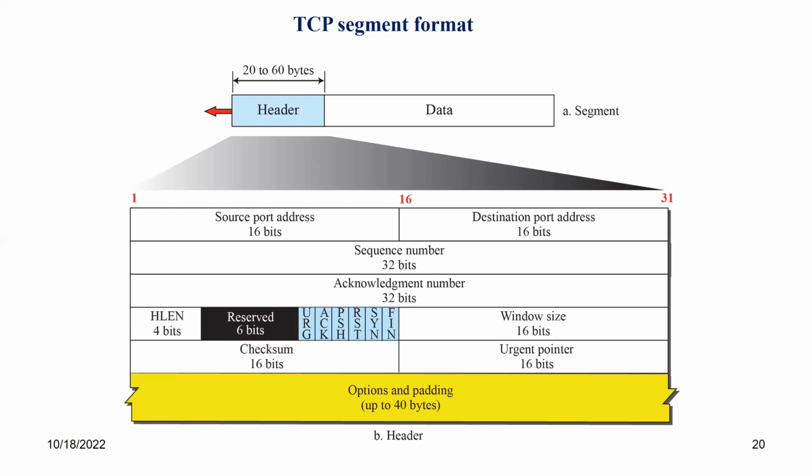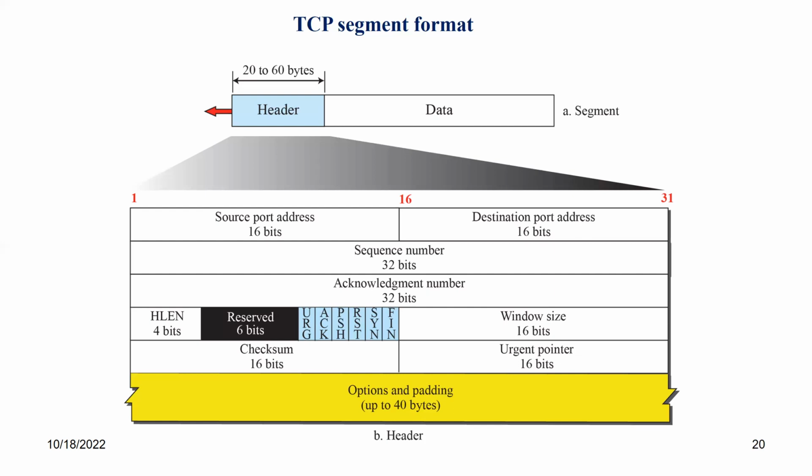So 5 is represented as 0101 and 15 is represented as 1111. That is your header length, maximum and minimum. Okay. Next is the reserved 6 bits. Next, the very important thing: you have 6 flag bits which are used as control bits.